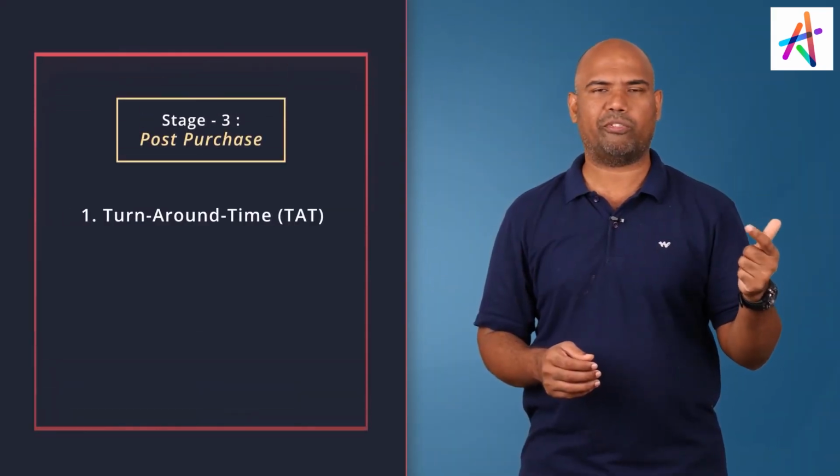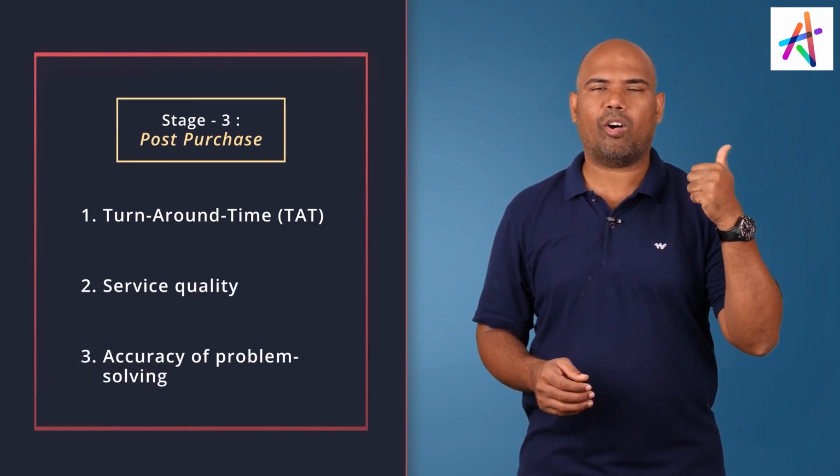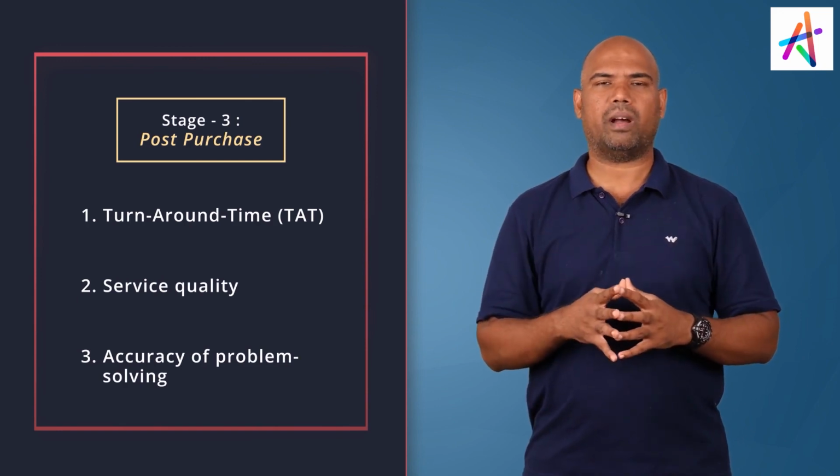In this case, our content marketing should also look at metrics such as turnaround time to fix a problem, the quality and the accuracy of your problem solving, and helping your customer get the best service possible. Those are some of the metrics that you would absolutely keep an eye on if you were tracking your content marketing efforts from a measure and analyze perspective.